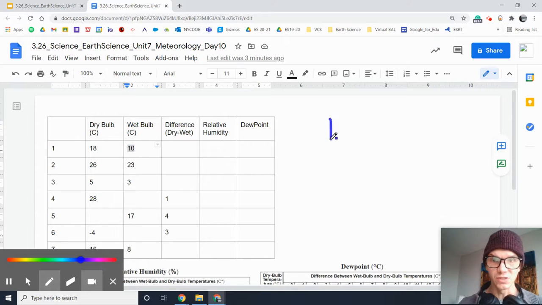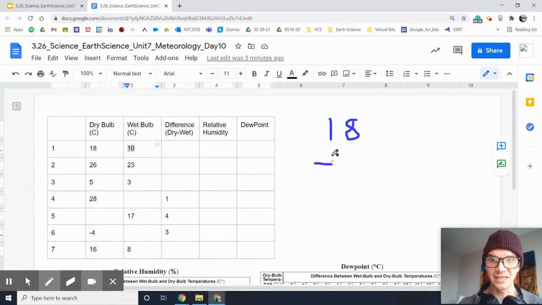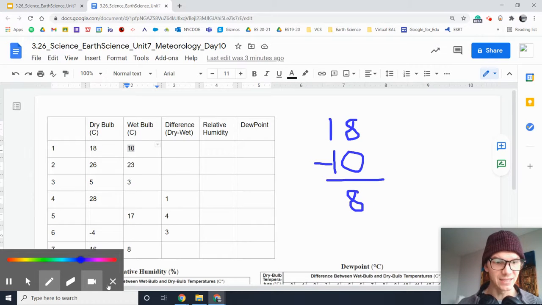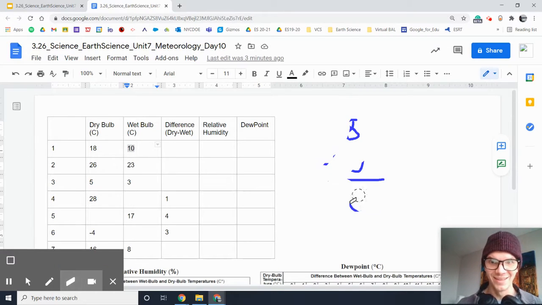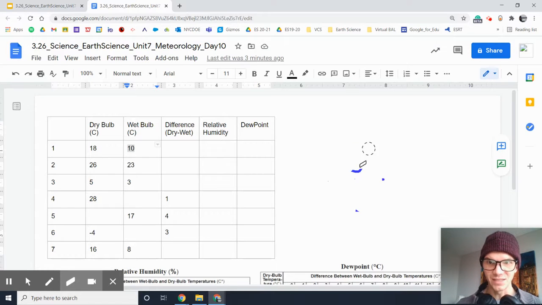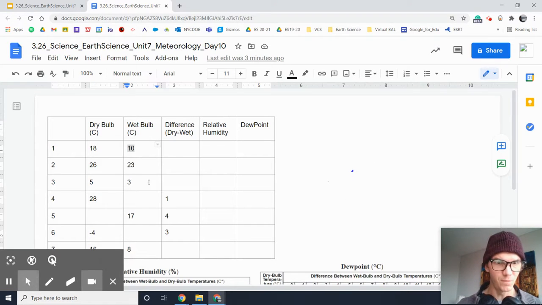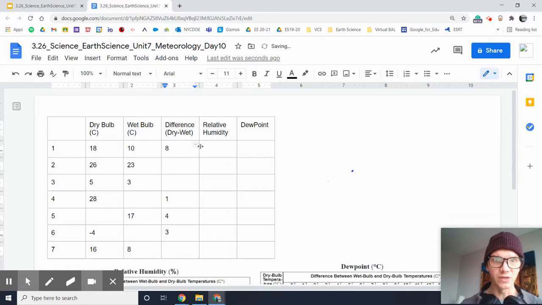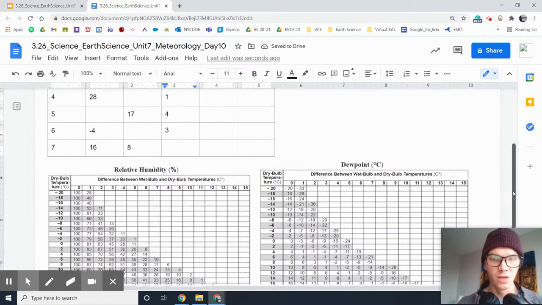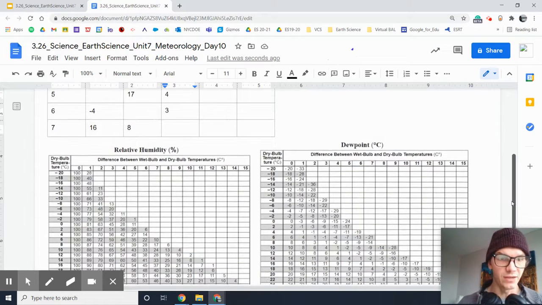So first I'm going to just do some real easy math. 18 minus 10 is going to give me the difference, and I would have 8. Actually, rather than doing my handwriting, I'm just going to type it into the table. So 8 degrees of difference. Now we can go down to our ESRT tables, and here's how we're going to use it.